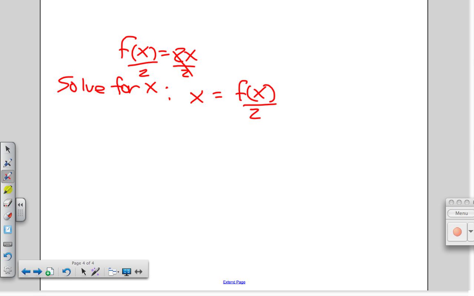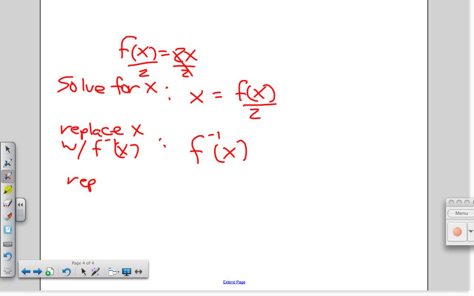Second step is to replace x with f to the minus 1 of x. Okay, so over here we're going to get f to the minus 1 of x. And our next step is to replace f of x with x. So back up here we're going to get x over 2. Okay? So regardless what kind of function, this one we had a linear function, doesn't matter. You solve for x, then you just do these variable substitutions.